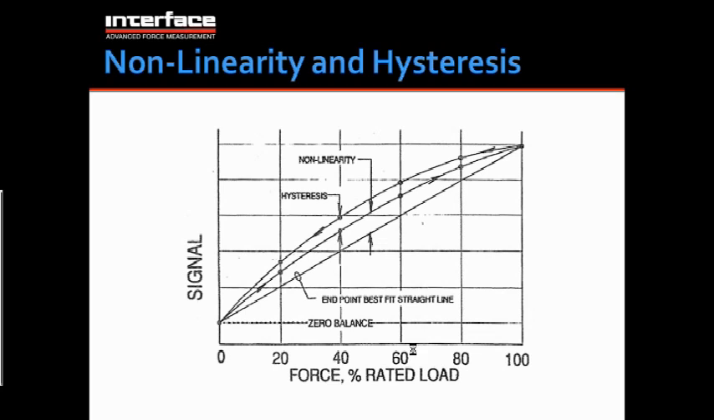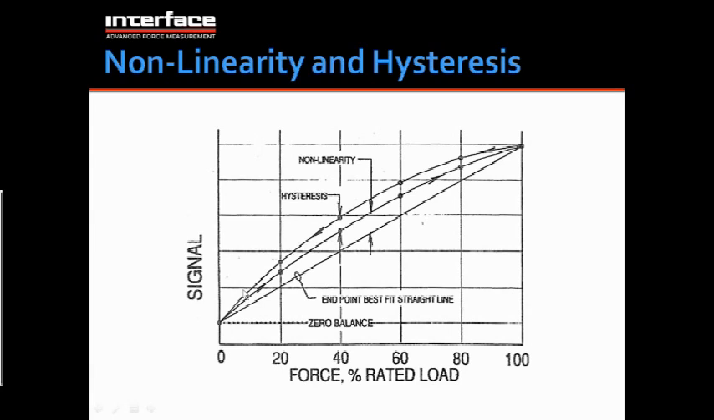So here's a graph that represents how the nonlinearity and the hysteresis errors are determined. During the calibration procedure, we record the output values of a load cell going from 0 all the way up to 100% of capacity, and we take measurements at 20, 40, 60, 80, and 100%, and then an extra measurement on the way down at 40%. So what we have here is what we call the best fit straight line, which goes from the zero reading that we obtain from the load cell to the output that we obtain at load cell capacity.